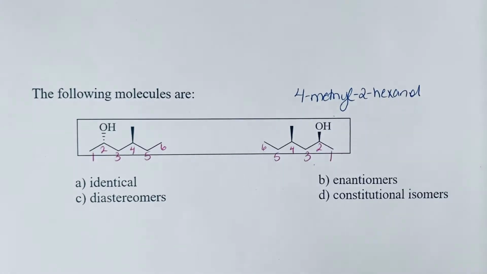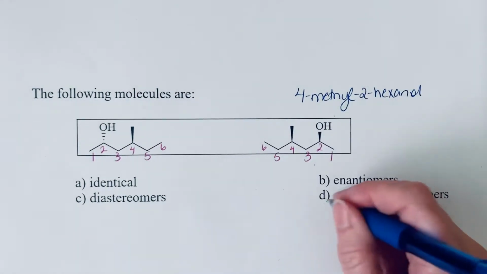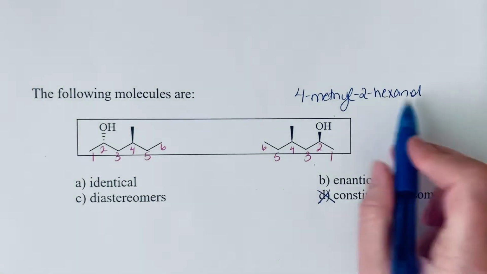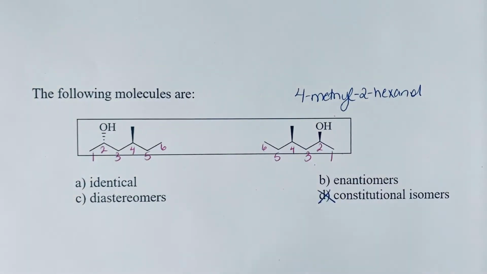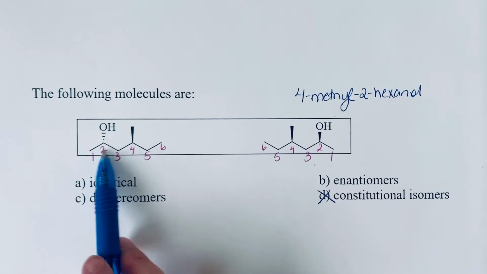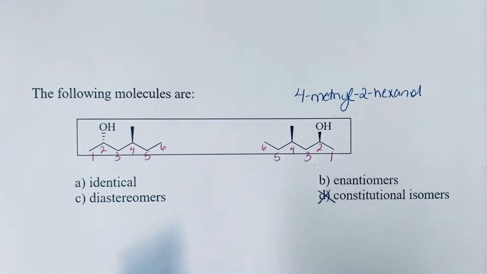Right, so that part of the name is the same, so they are not constitutional isomers, or else there'd be something different in that part of the name. So what you can do, you can assign all the chirality centers if you want to and compare, because if they are enantiomers, both of the chirality centers at 2 and 4 would invert, right? If they were diastereomers, they wouldn't be exactly mirrored.